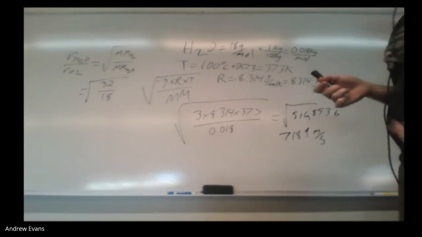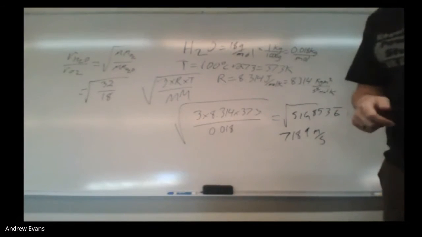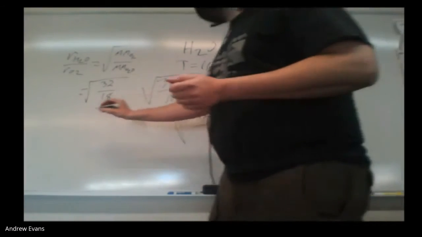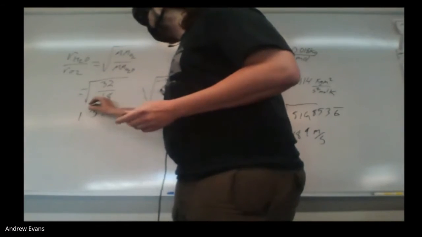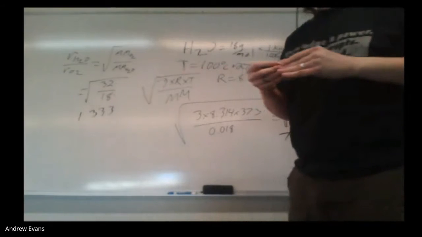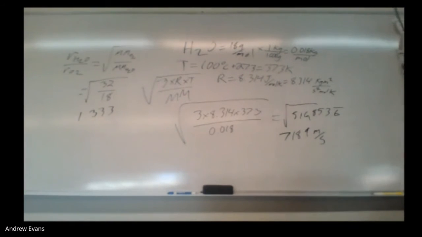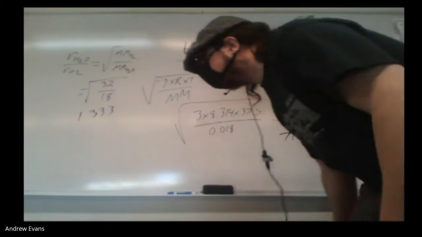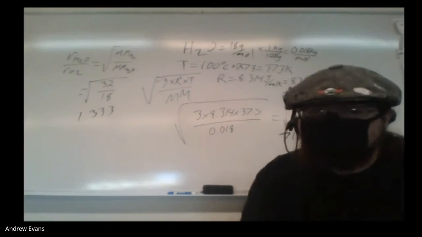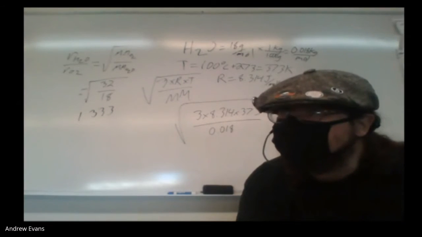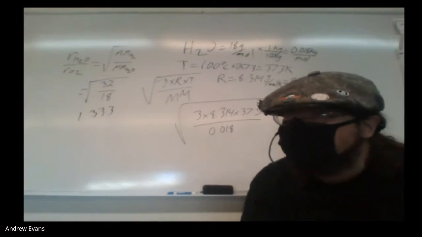All right. Oxygen is 16, so 2 oxygens is 32. You get 1.3 repeating, 1.333. So what does that mean? That means if I have steam at 100 degrees and I have oxygen at 100 degrees, the steam is going to escape through any pinholes 1.3 times faster.